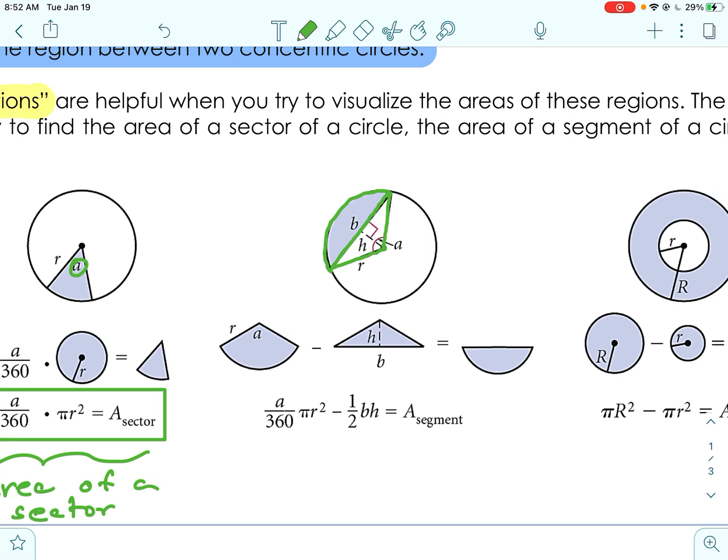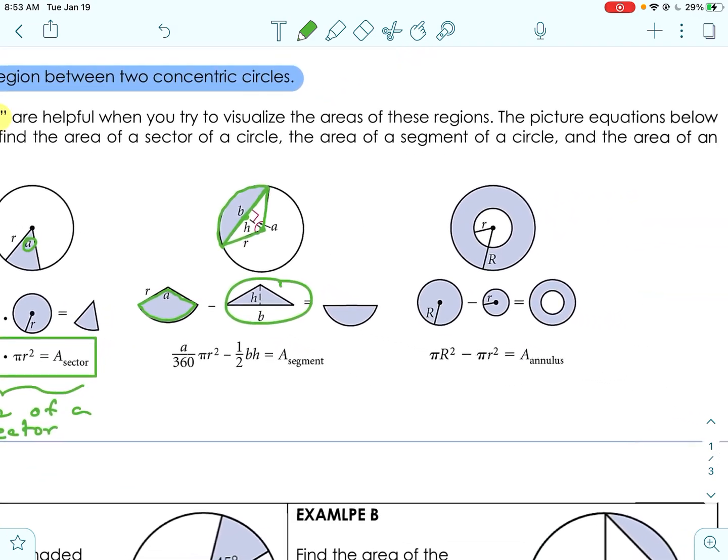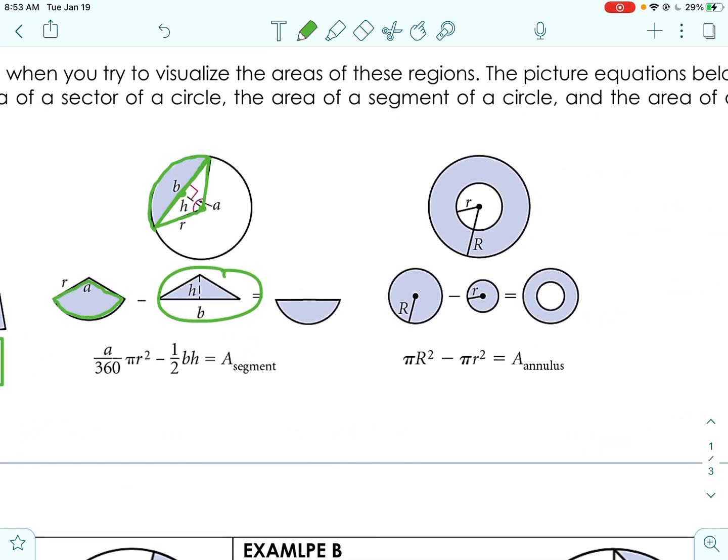Now we've learned previously that the area of a triangle is 1/2 base times height. So as you can see, what they're saying is find the area of this sector and then subtract the area of that triangle that's right here, and that will give you the area of the segment. And you can see that the height of the triangle is the distance from the center of the circle to the edge of the segment, and the base is the length of that segment right there. And finally, you have the area of an annulus.